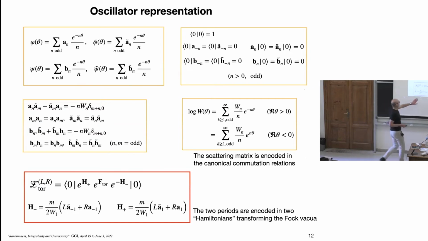The interaction doesn't depend on the geometry of the torus. Only these two factors that turn the Fock vacuum depend. So this resembles a bit a tau function, but it's not a tau function.